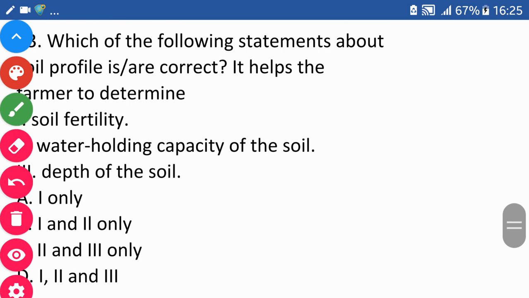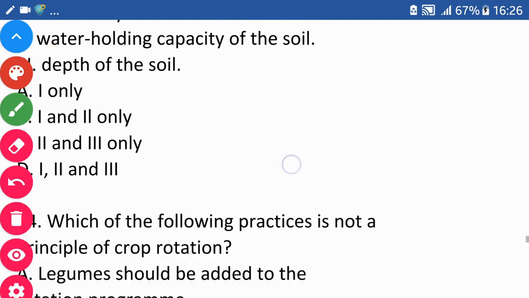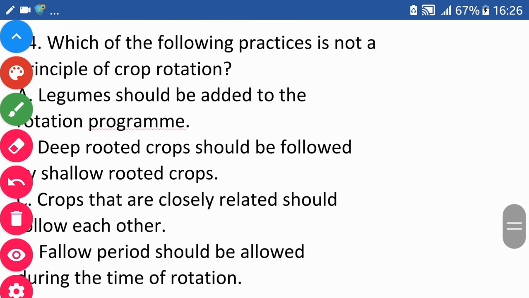So the following statements about soil profile are correct. It helps the farmer to know the soil fertility, know the water holding capacity, know the depth of the soil. So the answer is D. So the following practices is not a principle of crop rotation. Crops that are closely related should follow each other. It's not correct. The rest of them are principles of crop rotation.